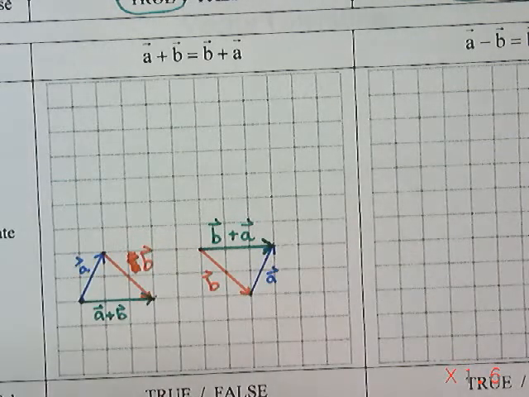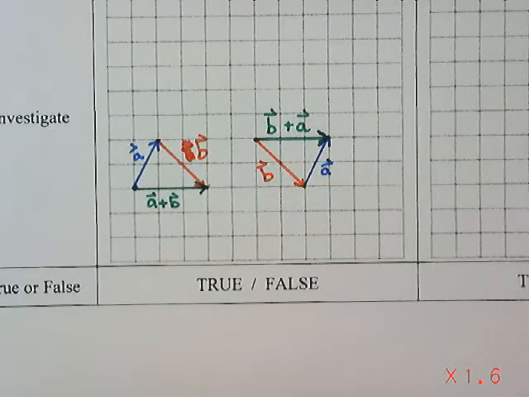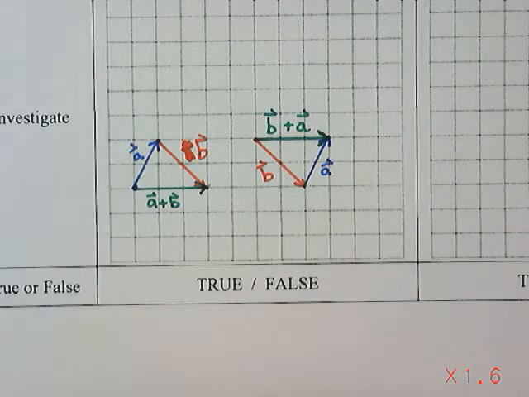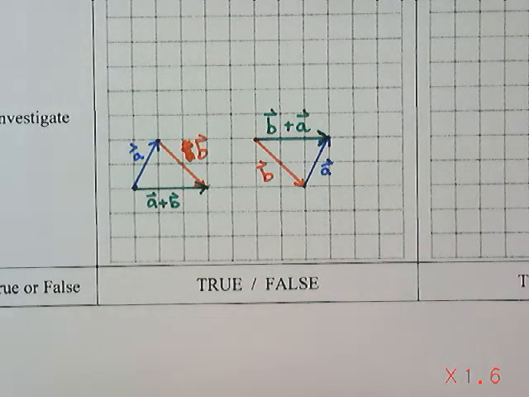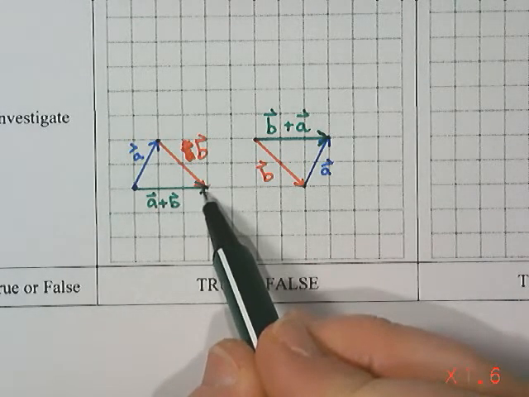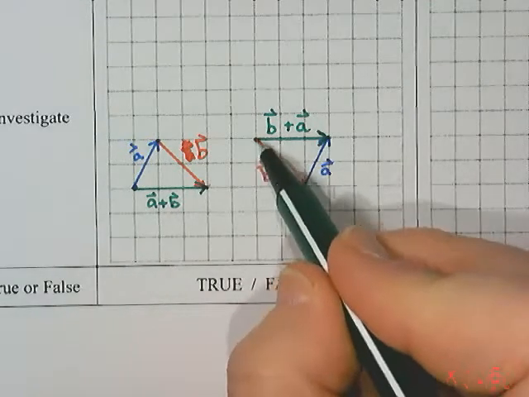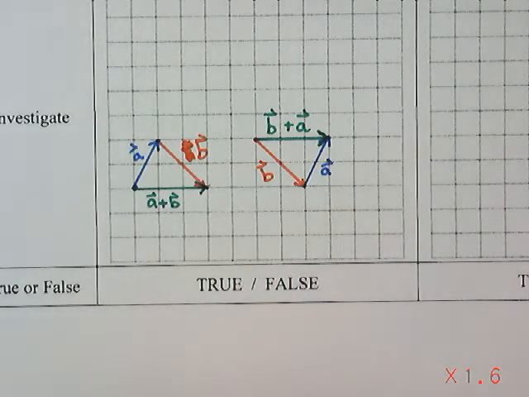So the question is, are those the same thing? So this is higher than this one, but that's just where I drew it on the page. What I am interested in is how long it is and what direction it's pointing in. So this is 1, 2, 3 squares long, and it is pointing to the right. This one is 1, 2, 3 squares long, and it is pointing directly to the right.